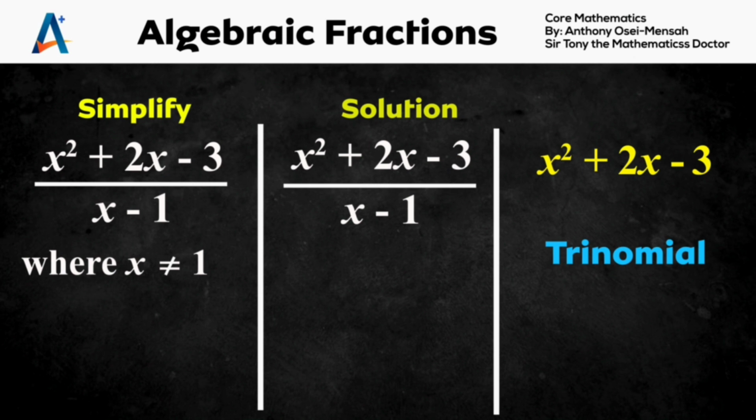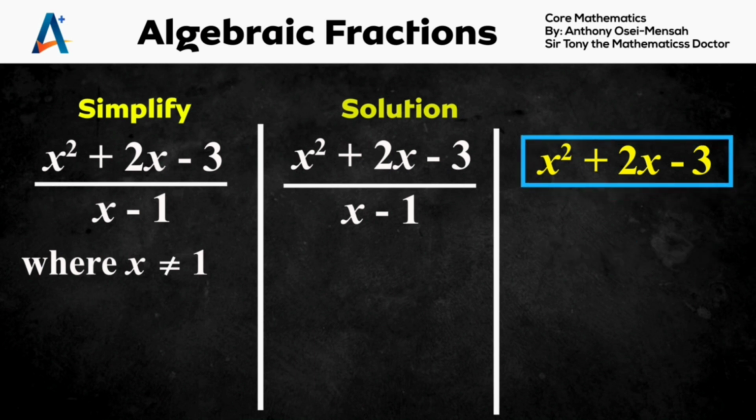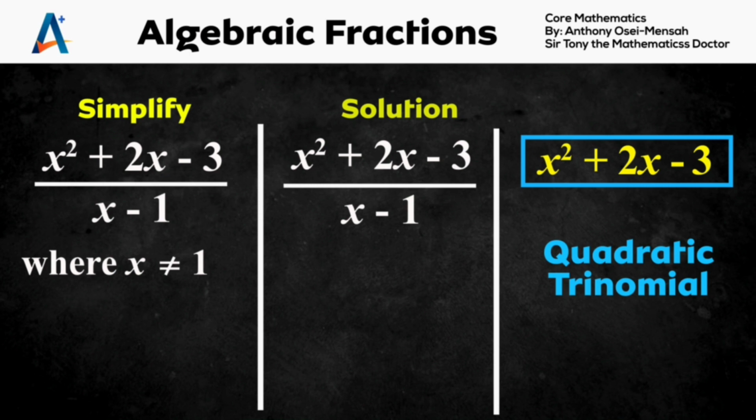And then because it is a trinomial, let us check the highest power of the variable, or the letter. Now, the highest power of the letter is x squared. Because we have x squared and the highest power is 2, this becomes a quadratic. So in effect, this particular expression that we see here is a quadratic trinomial.